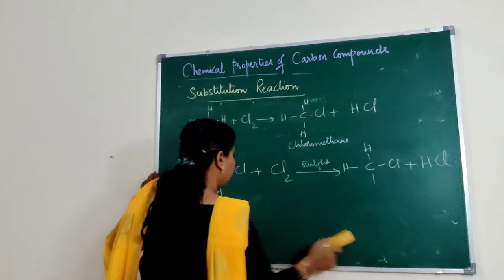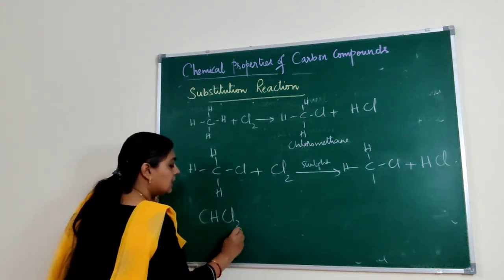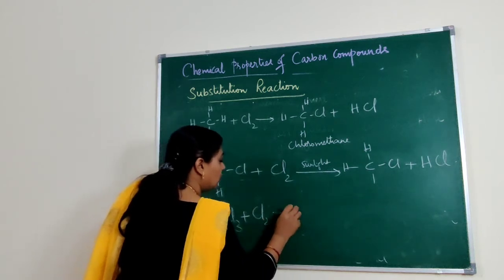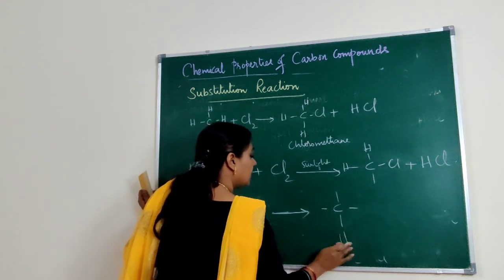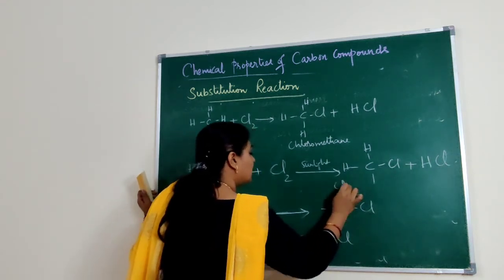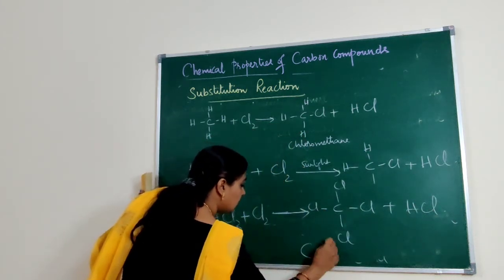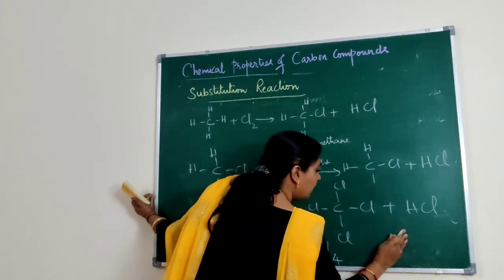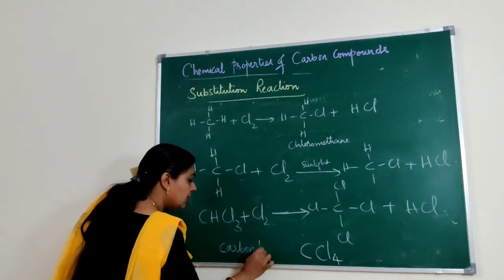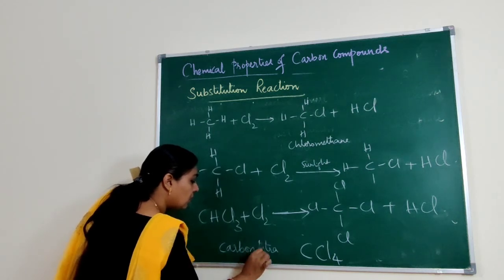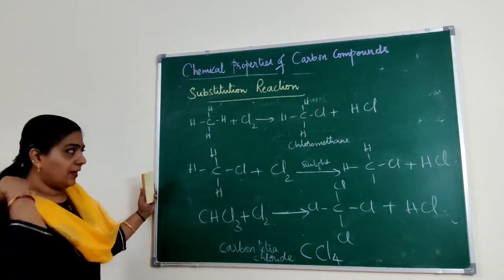Okay. Next, CHCl3 plus Cl2 in the presence of sunlight. Now what happened? All the H has been replaced and we got CCl4, carbon tetrachloride. Okay, so this is substitution reaction.